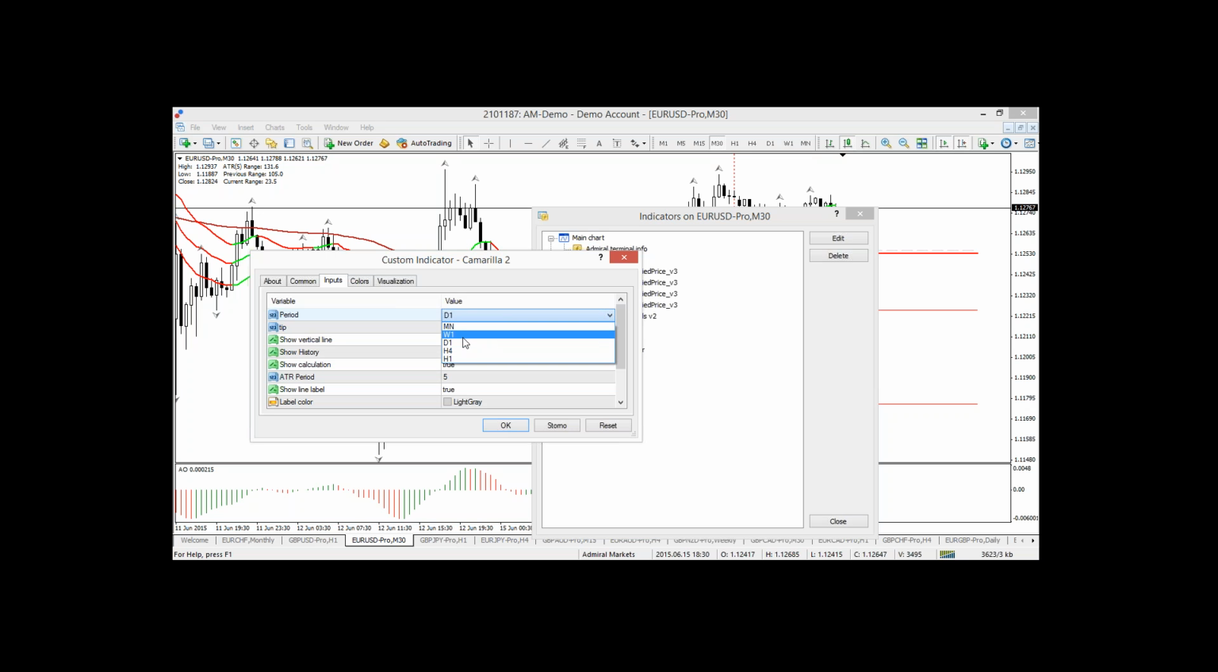So on a daily chart, it could be good to use MN, monthly. On a 4-hour chart, for instance, it could be good to use weekly. On an hourly chart, it could be good to use daily. On a 15-minute chart, perhaps 4-hour, and maybe a 5-minute chart, 1 hour.